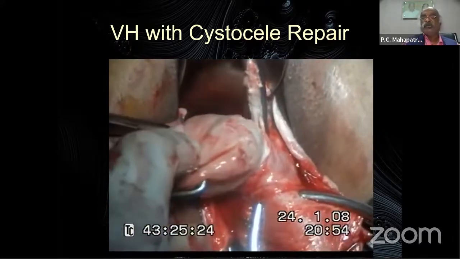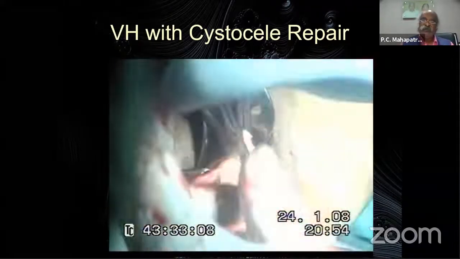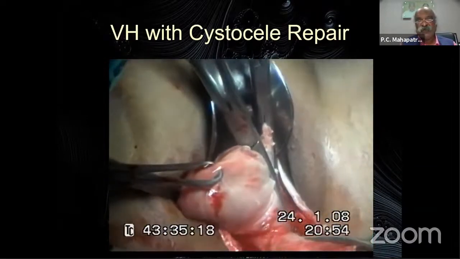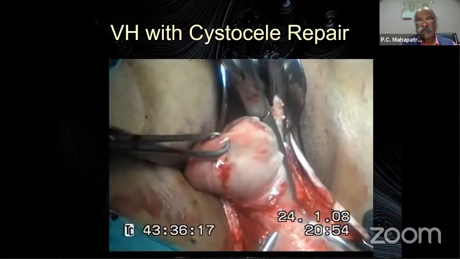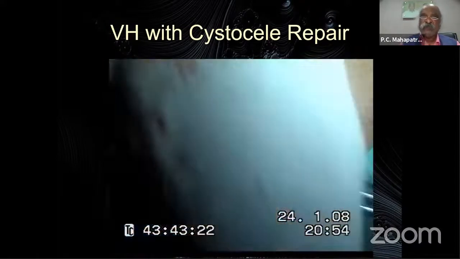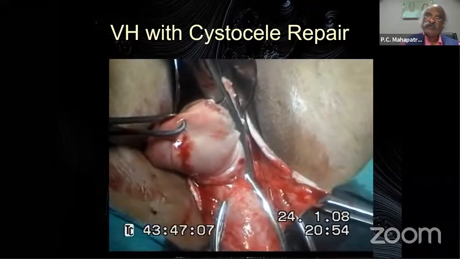Then the same procedure of closing the vault, closing the peritoneum and opening, and then fixing the uterosacral to the lowermost part of the cervix, which I mentioned, and that is a very good source of fixation for that. The uterosacral ligament is a very good source.